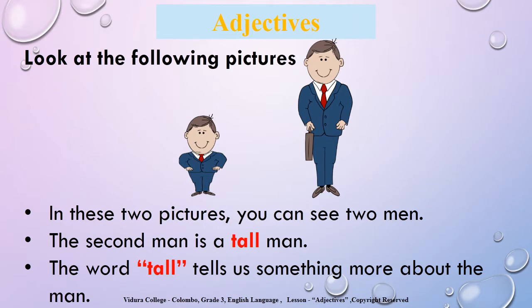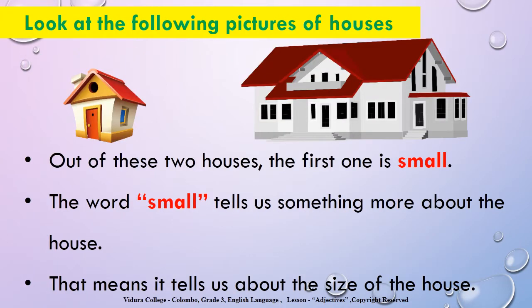Look at these two pictures. You can see two men here. One man is short and the other man is tall. The words short and tall help us to say more about the men. Look at the following pictures of the two houses. One house is small and the other house is big. So children, can you see that the words small and big tell you more about the sizes of the houses?